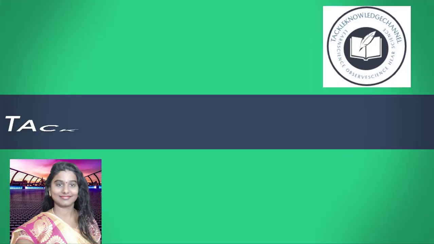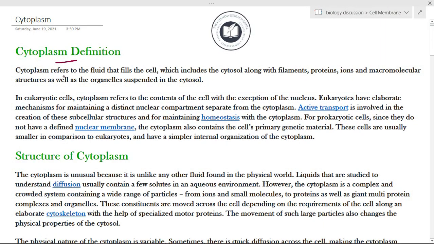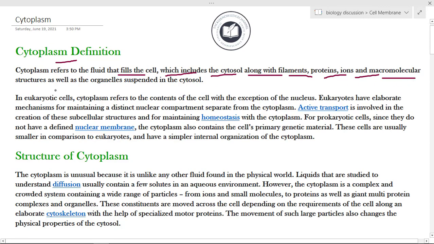So today we are going to see about the cytoplasm definition. Cytoplasm refers to the fluid that fills the cell. It contains the fluidity inside the cell, which includes the cytosol along with the filaments, proteins, ions and macromolecular structures, as well as the organelles suspended in the cytoplasm.